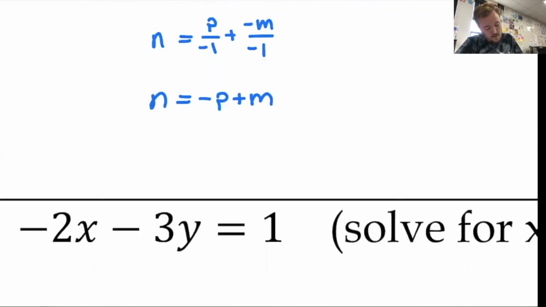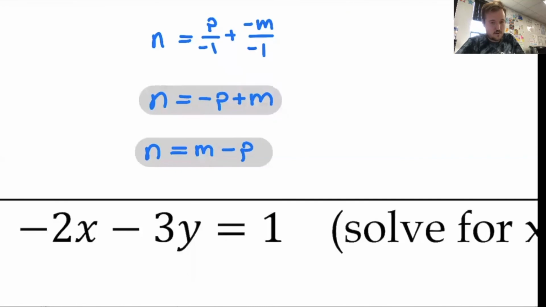So you could technically keep going. In this case, we just switch them up, so it'd be m minus p. Mathematically, we don't like to start with a negative unless we absolutely have to. So technically, this is what your answer would be. However, the other answer could also be accepted if it was an answer choice.